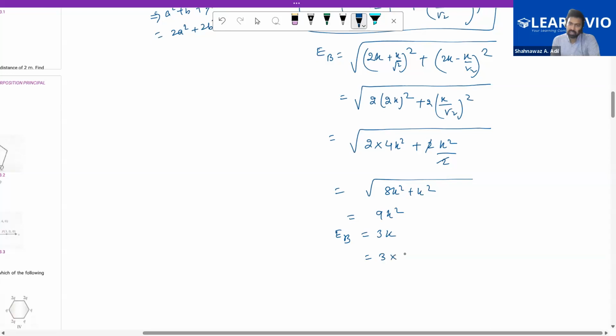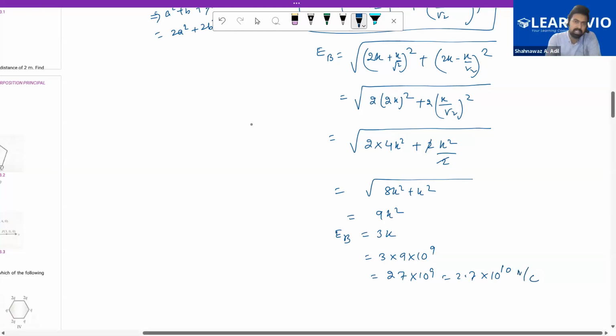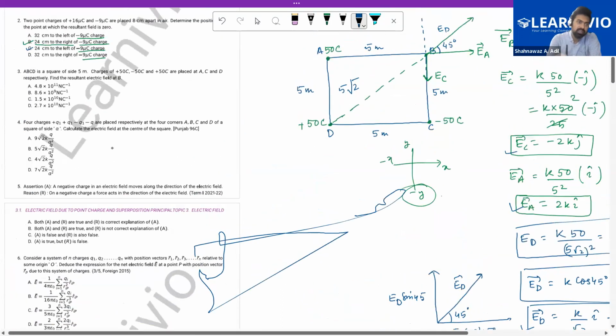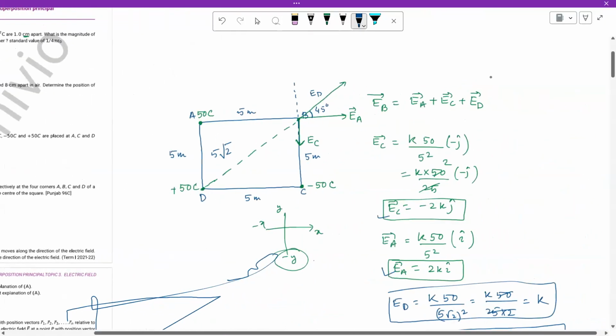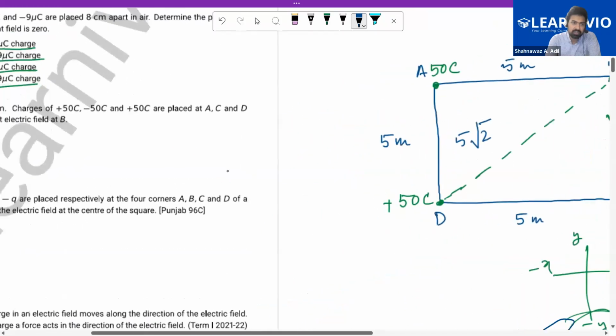So 3 into 9 into 10 to the power 9. So 27 into 10 to the power 9. So 2.7 into 10 to the power how much? 10. Yeah. So 10 Newton per meter. Which one is the correct answer? 2.70, right? So this is the correct one. Is this thing clear to you? It's clear. Good. So please note down the question as well as the answer.